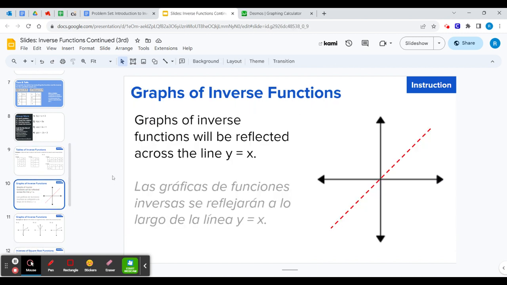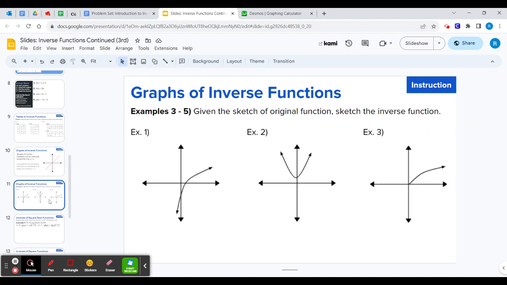So, like we saw in our little exploration of graphs as well, the graphs of inverse functions will be reflected across the line y equals x. So this red line here is the line of reflection that our inverses will show up across. Let's see how this shows up in a few examples.